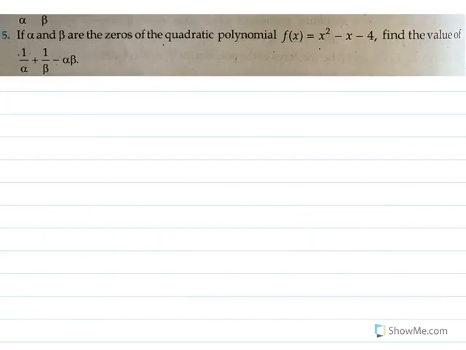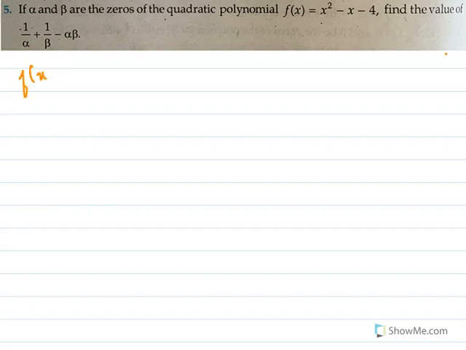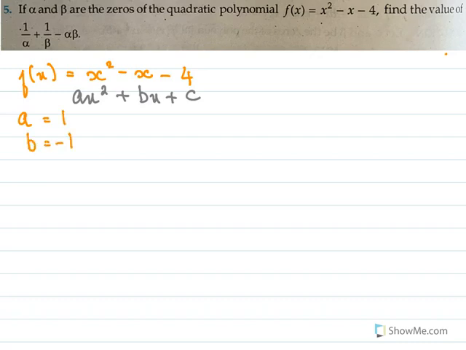If alpha and beta are the zeros of the quadratic, find the value of 1 by alpha plus 1 by beta minus alpha beta. So the quadratic is f of x, which is equal to x square minus x minus 4, and you compare it with the general equation that we have, ax square plus bx plus c. Thus we see a is 1, b is minus 1, c is minus 4.